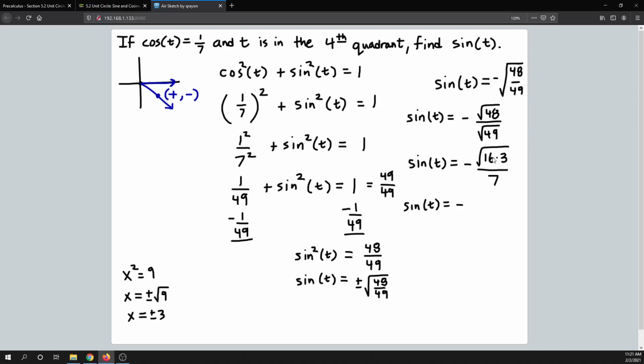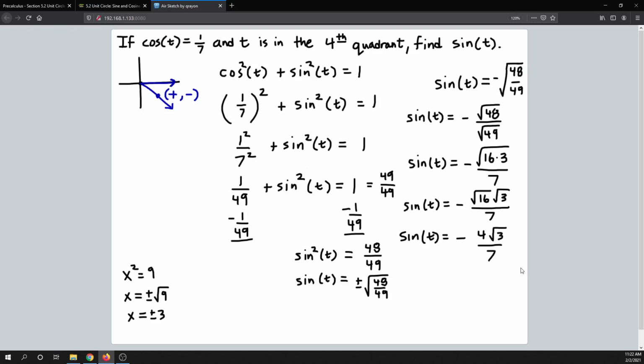And how that helps you break it down is that you can split this radical. Underneath the radical, I have 16 times 3. That can be written as square root of 16 times square root of 3. And then 16 is a perfect square, so it comes out to be 4 square roots of 3, because the square root of 16 is 4. And so the final answer on this one is negative 4 square root of 3 over 7.